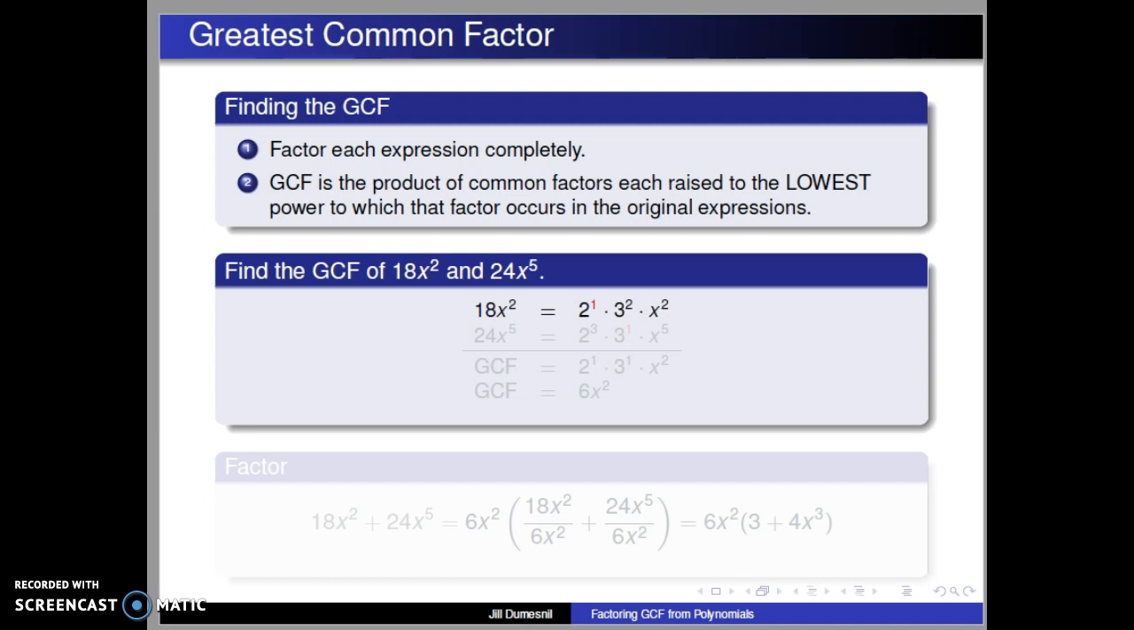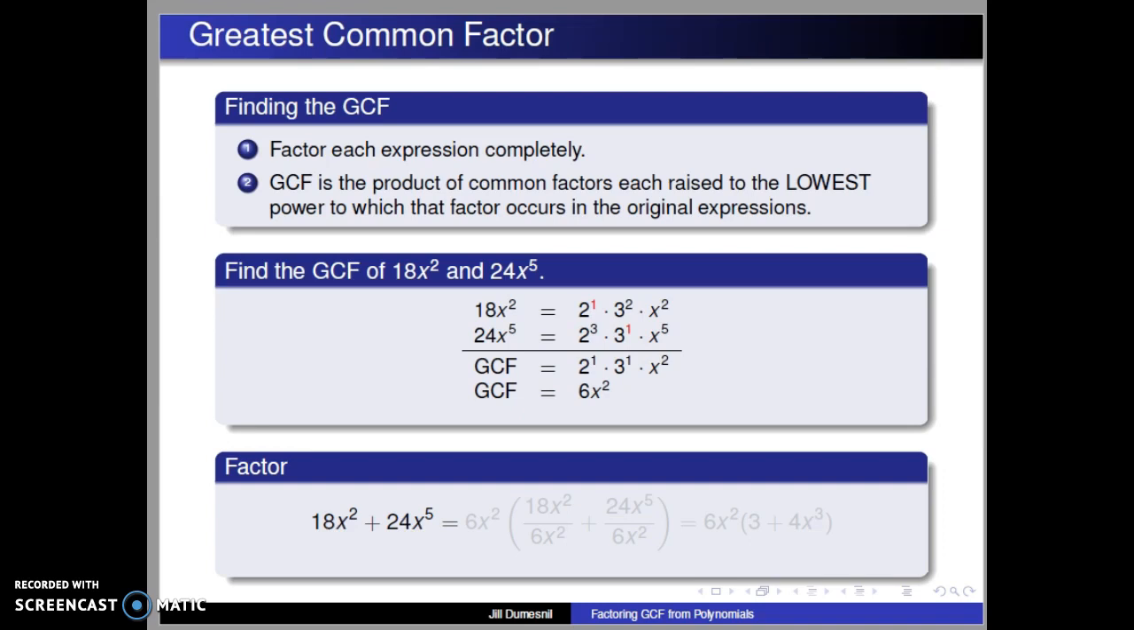First, we prime factor 18x squared. As a reminder, we've explicitly written 2 as 2 to the first power. Then prime factor 24x to the fifth. The GCF is the product of the common factors with the lowest exponent on each factor. In this case, the GCF is 6x squared.